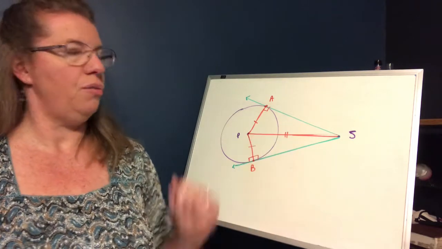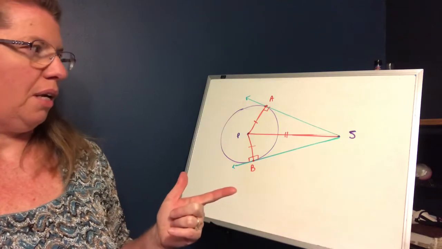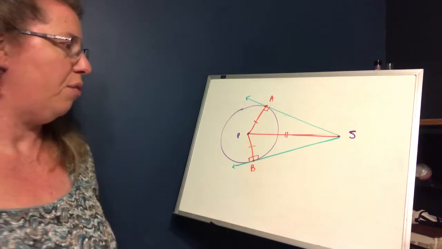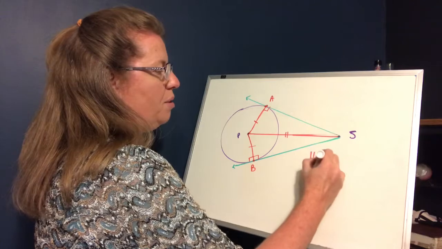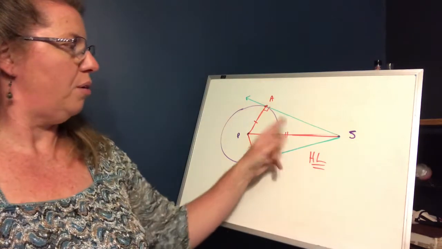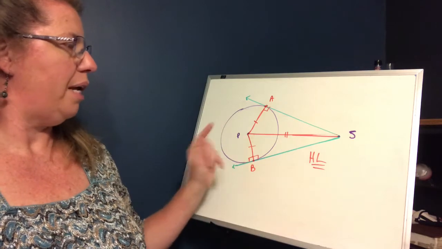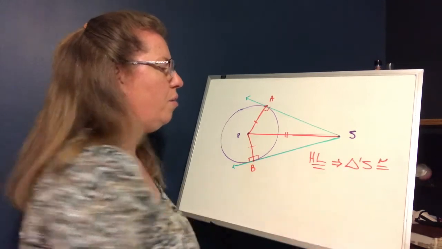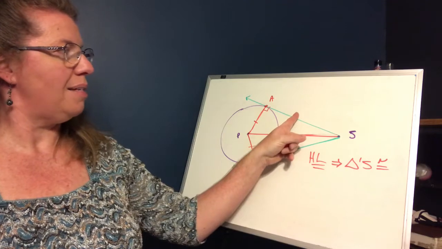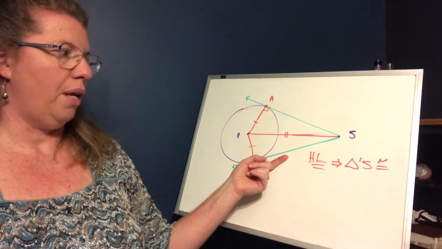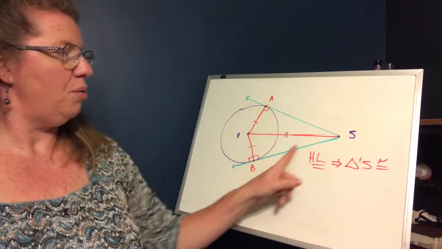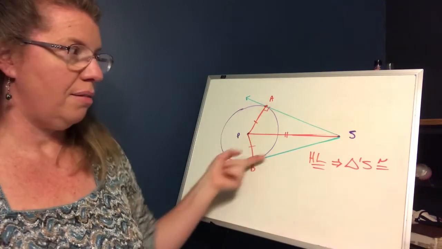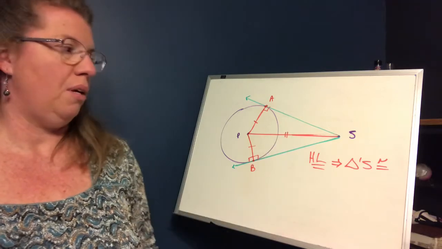So what do you know about these two triangles? Hopefully you notice they have a leg congruent and a hypotenuse congruent. If you remember from a while back, the hypotenuse leg theorem told us that if two right triangles have the hypotenuse congruent and a leg congruent, then the two triangles are congruent. If these two triangles are congruent, then segment SA and segment SB are congruent, and that gives us the next theorem. If we have two tangents from the same external point, then by this proof those two segments must be congruent.